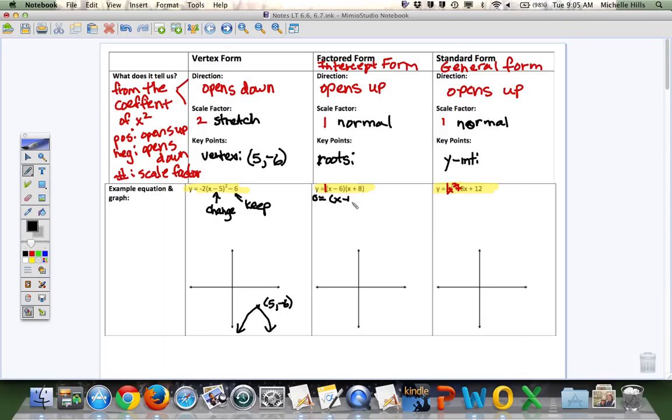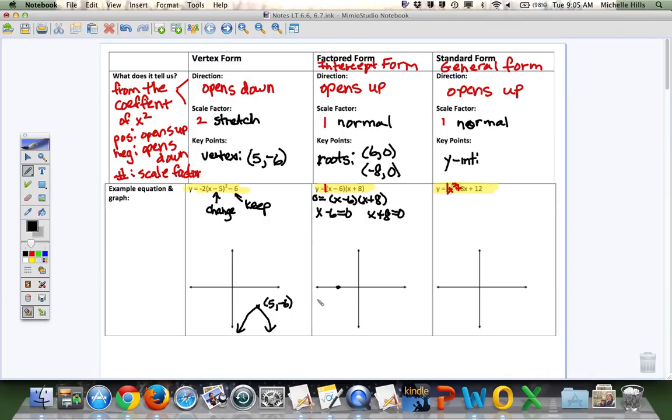0 equals (x minus 6) times (x plus 8). This should look really familiar. Remember that the zero product property says if you multiply these two things together and you get an answer of 0, the only way that happens is if x minus 6 equals 0 to begin with, or x plus 8 equals 0 to begin with. And when I solve these, my roots become the point where x is +6 and y is 0, and x is -8 and y is 0.